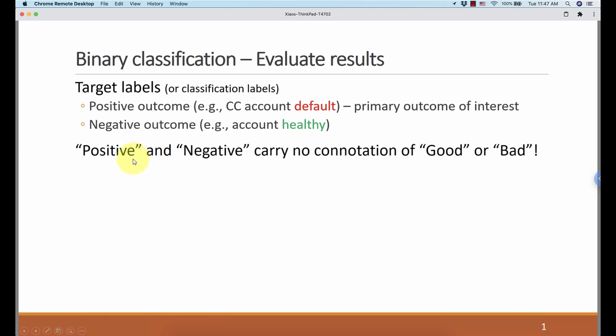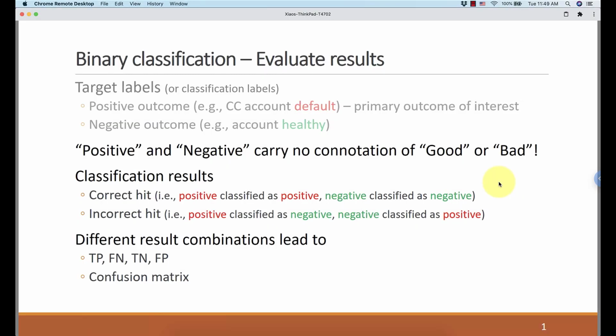It's important to emphasize that the word positive or negative does not carry a meaning of good or bad. It simply differentiates the primary versus the secondary outcome of a problem. So to make it clear, I will use red to indicate positive outcome and green to indicate negative outcome throughout this video. And to use a business case as an example, in the credit card account default problem, the primary outcome of interest is the account default. So the other outcome, when the account didn't default and the account remains healthy, is the negative outcome.